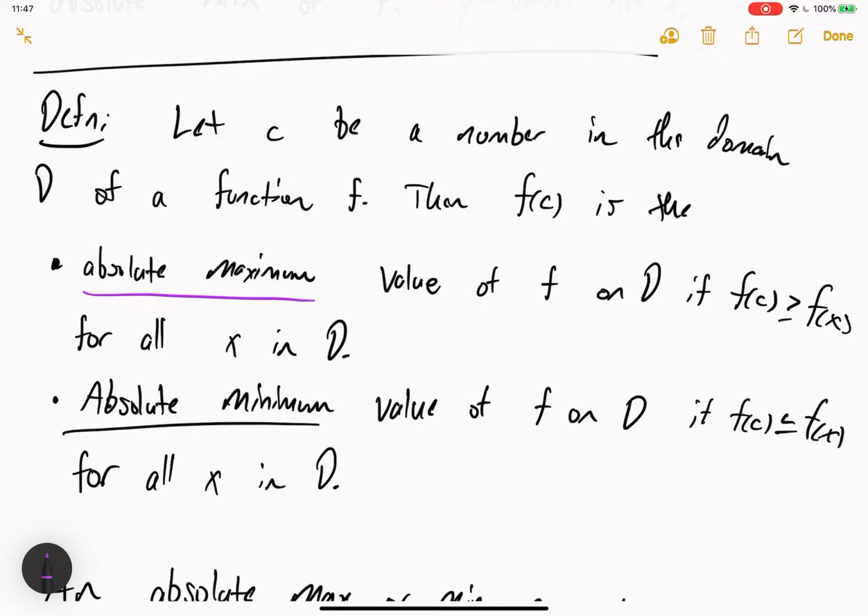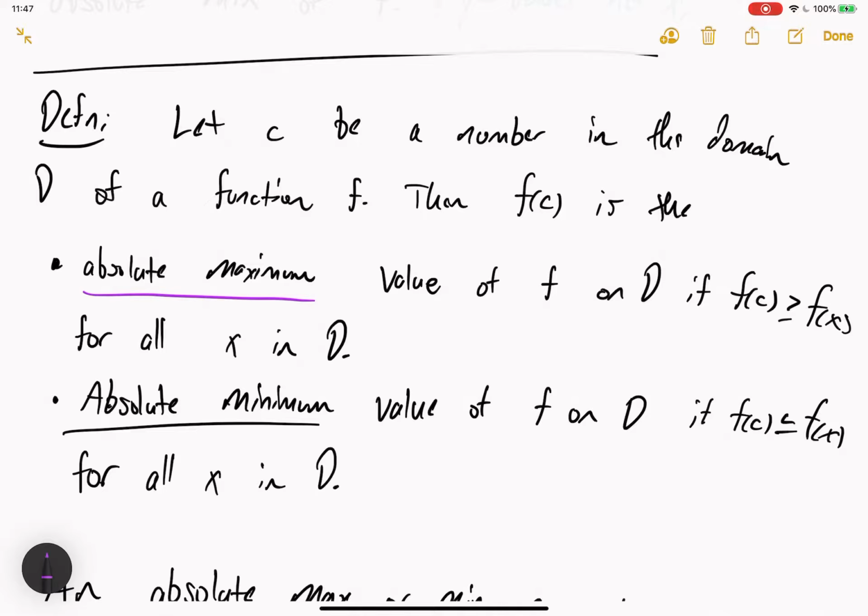In order to actually talk about things in a meaningful way, we need a definition. Let c be a number in the domain D of a function f. D is just the domain, what we can plug into f. Then f of c is just the arbitrary number we want to study.